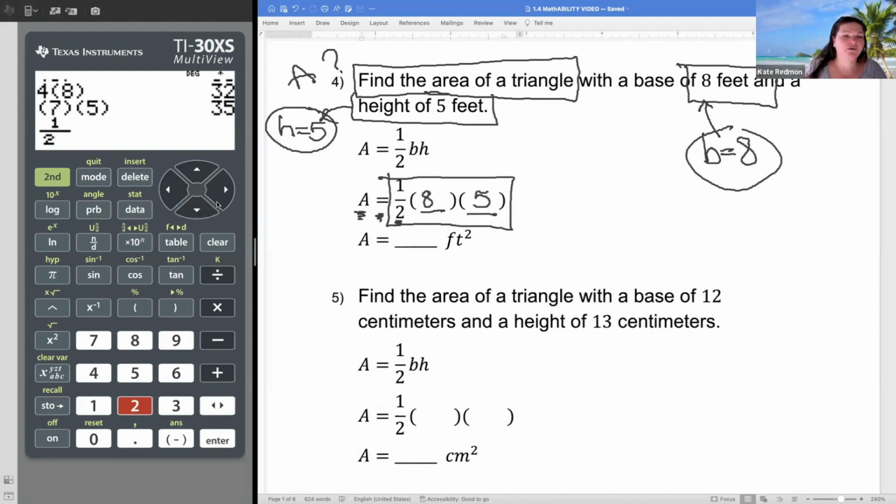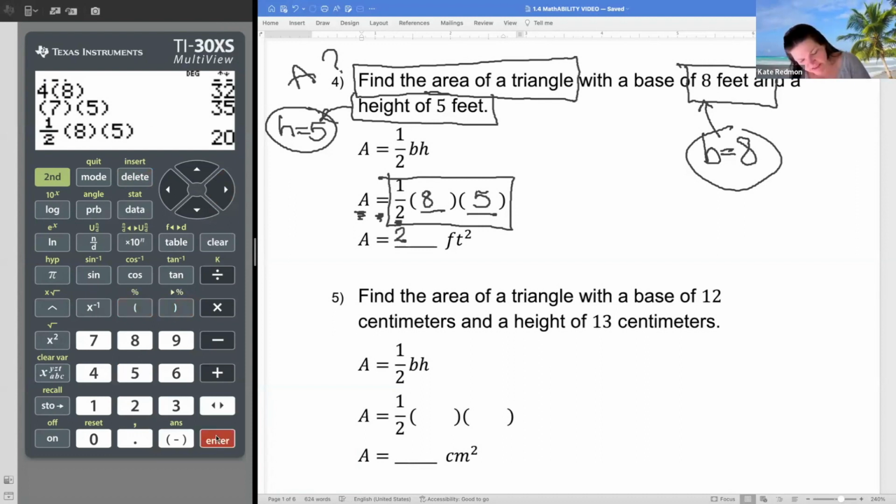Now, here's a super important part. If you keep trying to type your 8 times 5, look what's going to happen. You're in the fraction. You do not want to be in the fraction. You want the 8 and the 5 to be multiplying the entire fraction, not inside the denominator. And so when you have your 1/2, make sure you arrow right to get out of the fraction before you multiply by 8 and 5.